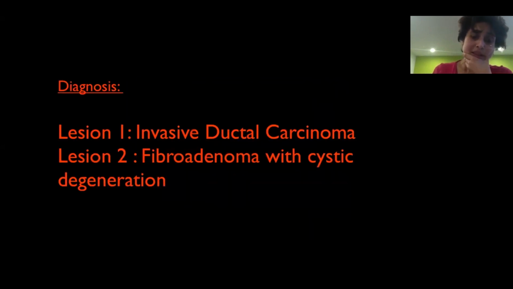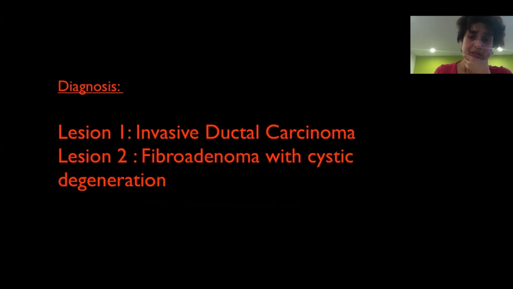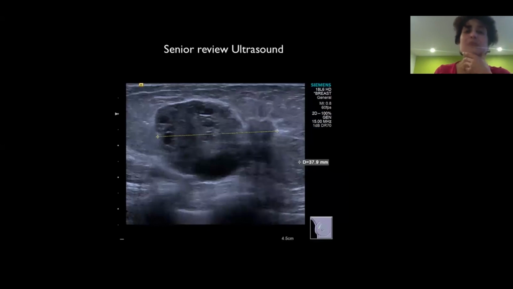So there were two lesions here actually. Lesion 1 was an invasive ductal carcinoma, and lesion 2 was the fibroadenoma with cystic degeneration. So the one that was reasonably well defined with cystic spaces was a fibroadenoma with cystic degeneration, and it had a carcinoma that was literally opposed to it, almost attached to it. But fibroadenomas per se are benign lesions, and transformation into malignancy is not something that we see.